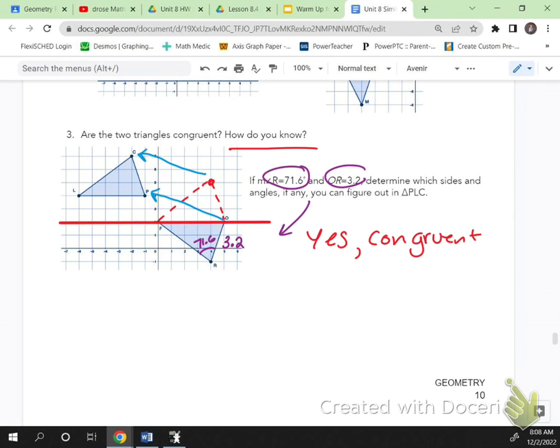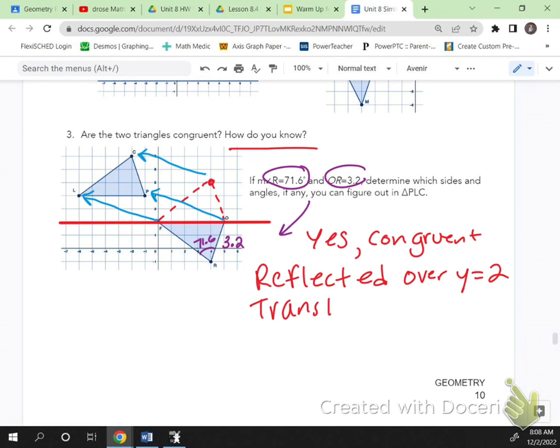That point went there. I don't want us to write the rule, but I want us to be able to understand the transformation. So it was reflected first over y equals 2, and then it was translated left and up. Okay, so we proved it with transformations.